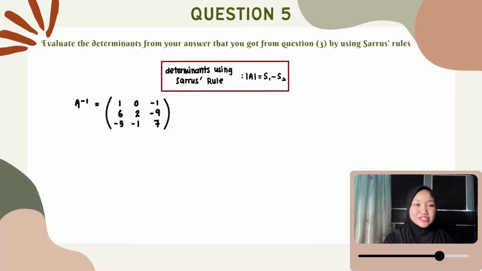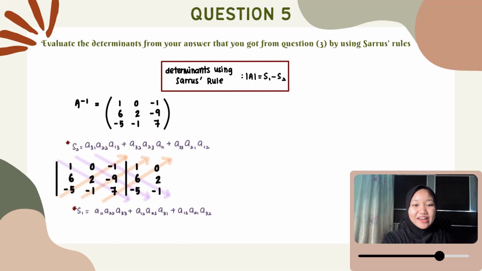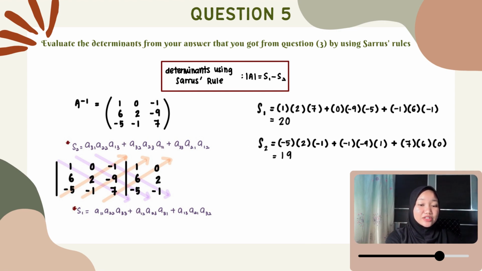Next, we move to question 5, which asks us to evaluate the determinant, from the answer that you got from question 3, by using Sarrus' rule. So from question 3, we have got the inverse of the matrix, and as we know, to find the determinant using Sarrus' rule is S1 minus S2. As you see on the slide, I have provided the formula to find S1 and S2. Before we apply S1 and S2 to the matrix, we need to take the first column and the second column of the matrix to the right side next to column 3, and it will be 5 columns with 3 rows.